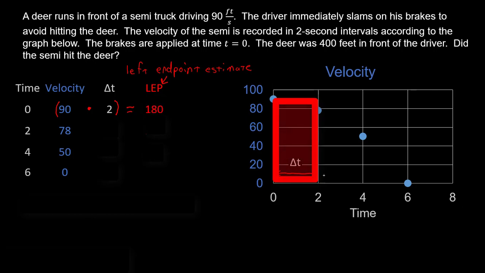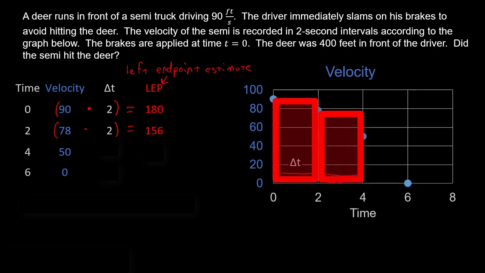Now if we want to look at our next interval here between 2 and 4 seconds, we still have the same delta t here. It's still going to be 2 seconds. And taking that rectangle, we multiply the height of it, 78, times the delta t, which is 2, and we get 156 feet for the area of that second rectangle. And for this last interval here, again, that delta t is still 2, and we're going to multiply it by the height of the rectangle to get 100 feet for our last rectangle.